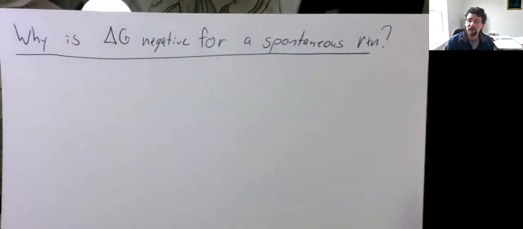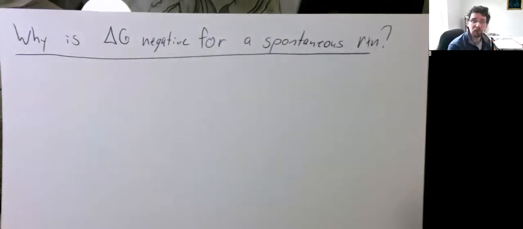that if you have a negative delta G value, that it results in a spontaneous process, a process that will occur without any input of energy. But why is that? Why do you need a negative value? Well, today we're going to derive expressions explaining why that is true.